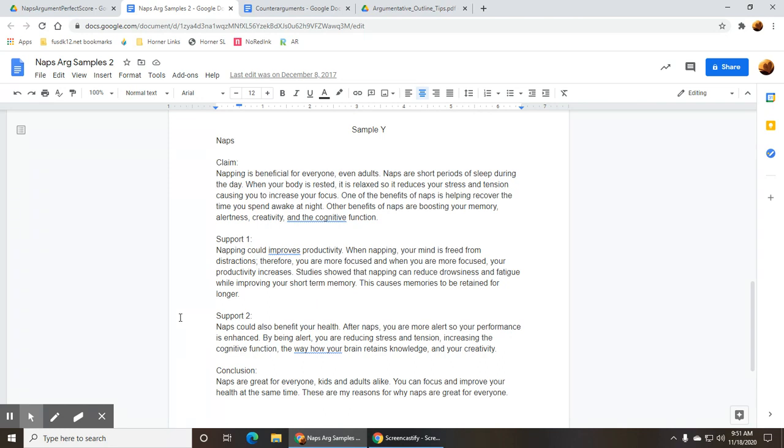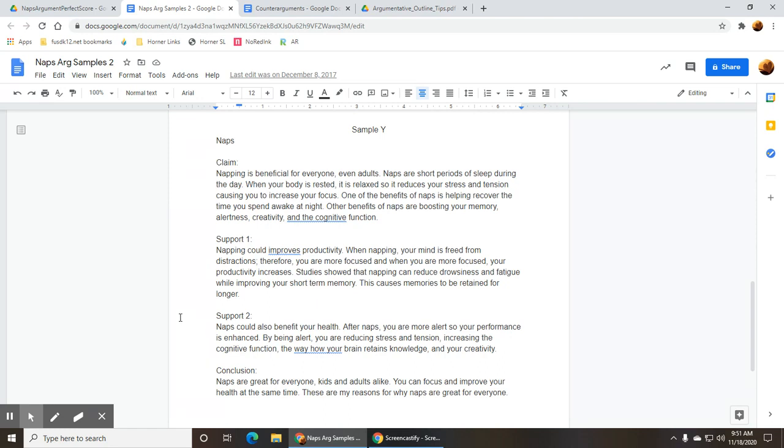Support 2. Naps could also benefit your health. After naps, you are more alert, so your performance is enhanced. By being alert, you are reducing stress and tension, increasing the cognitive function, the way how your brain retains knowledge, and your creativity. Conclusion: naps are great for everyone, kids and adults alike. You can focus and improve your health at the same time. These are my reasons for why naps are great for everyone.